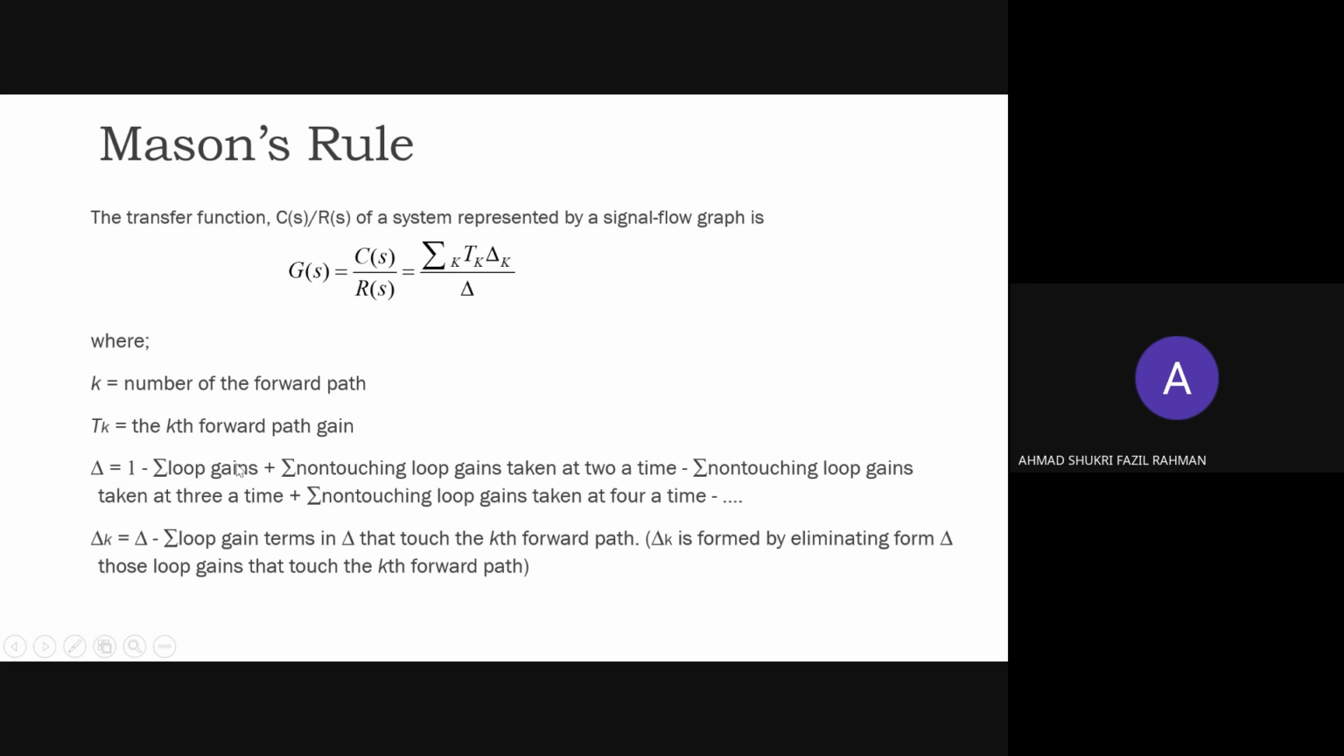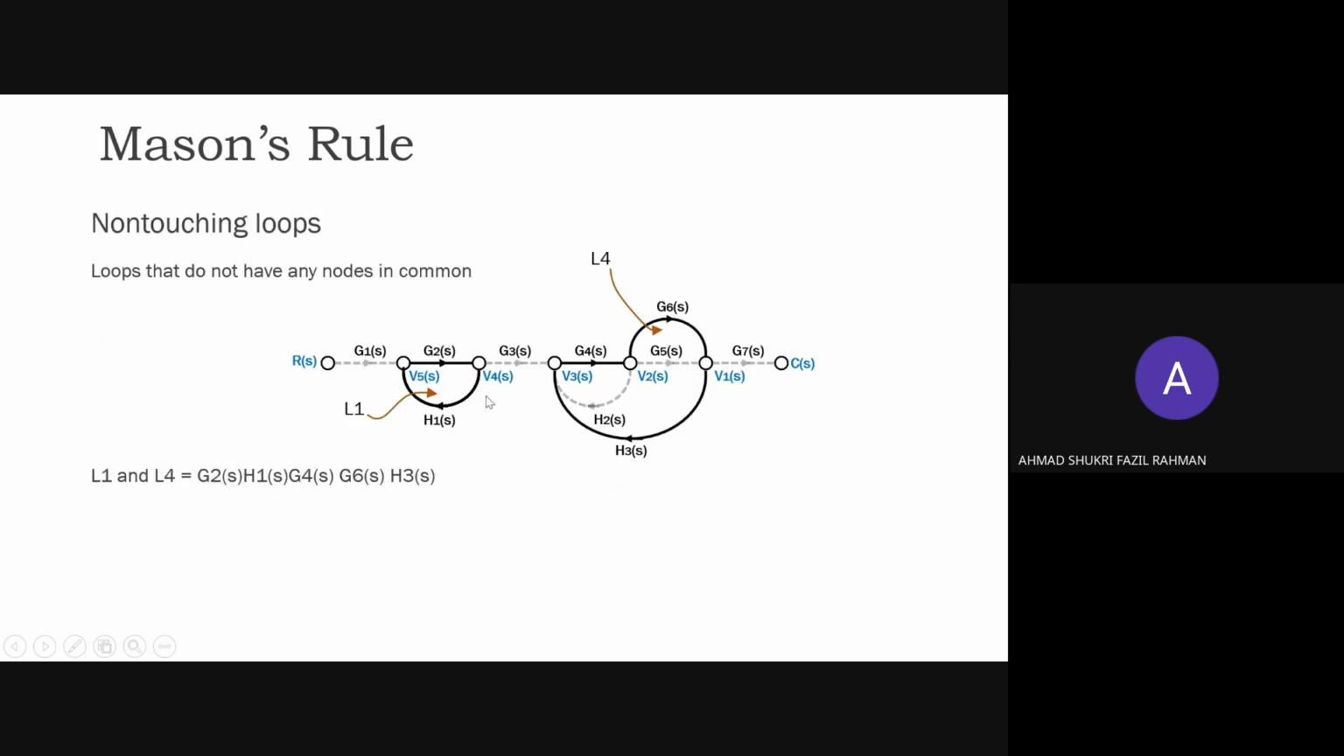Yang ni, this one is actually single loop. Okay. Yang ni adalah single loop. So single loop should be negative. Single loop should be negative and then you plus two non-touching loop. Two non-touching loop between here.